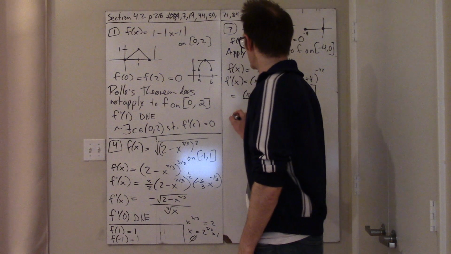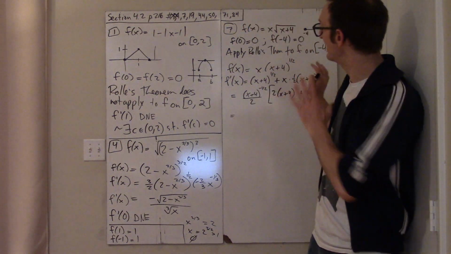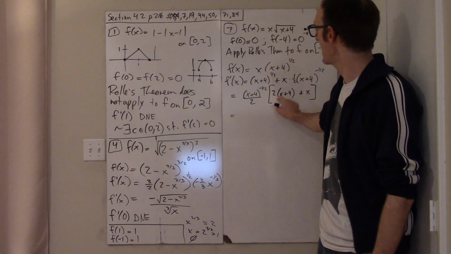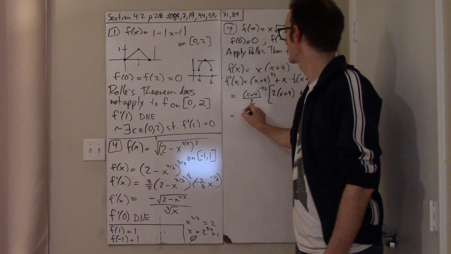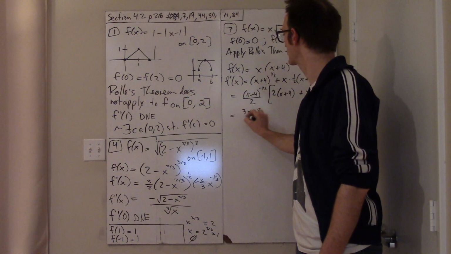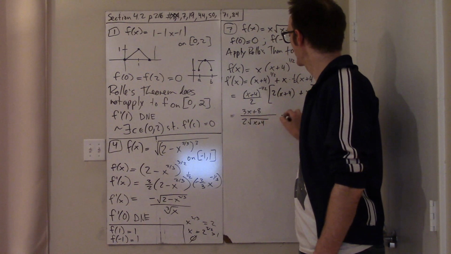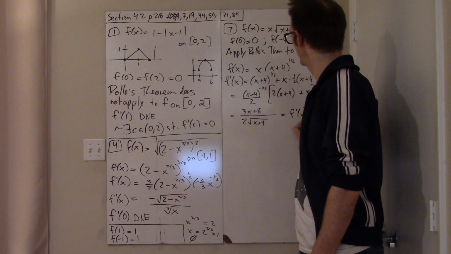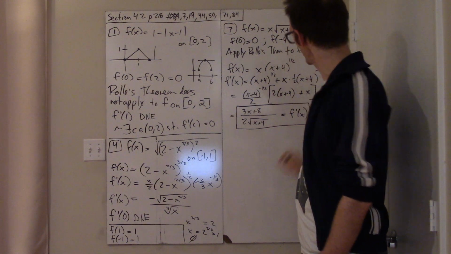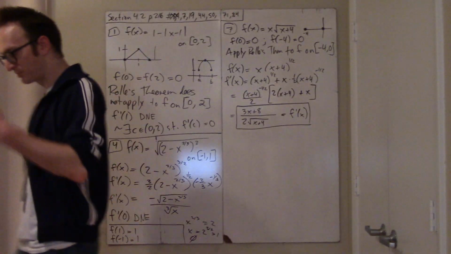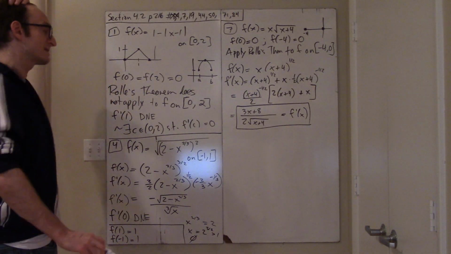All right, why is this so good? This is so good because now I can very easily simplify what's going on here. And what I have is 2x plus 8 plus another x. So this is 3x plus 8 all over 2 root x plus 4. And that is a very nice form to have your derivative in. You can see precisely when the derivative is 0, when it doesn't exist, etc.